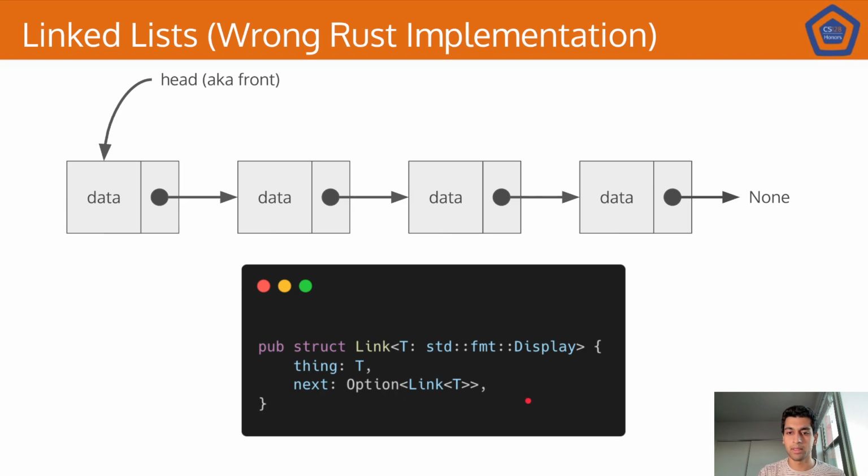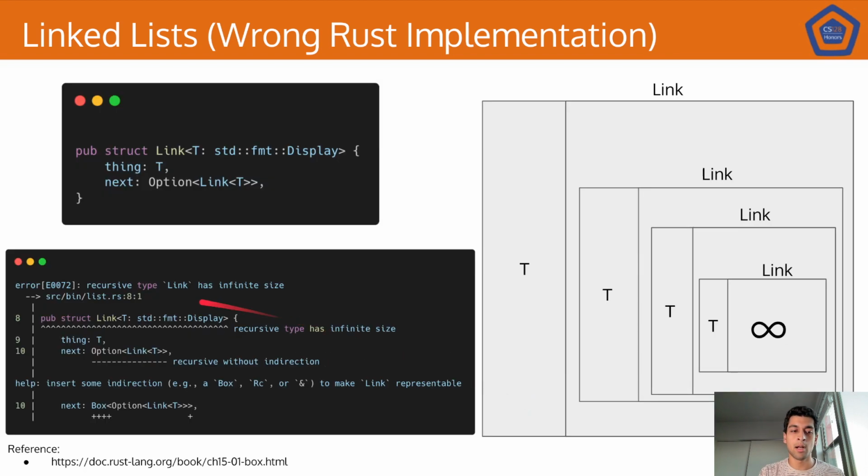Well, there's an error with this. Rust does not like the fact that this is infinite. If we take a look at this diagram here, our outer link is some link with some data T and a pointer to some next link. And that pointer to some next link also has some data T and another pointer to some next link. And we keep going infinitely, until, well, forever. Rust is not able to create a type when it does not know the size. It does not know when this infinite recursion will end.